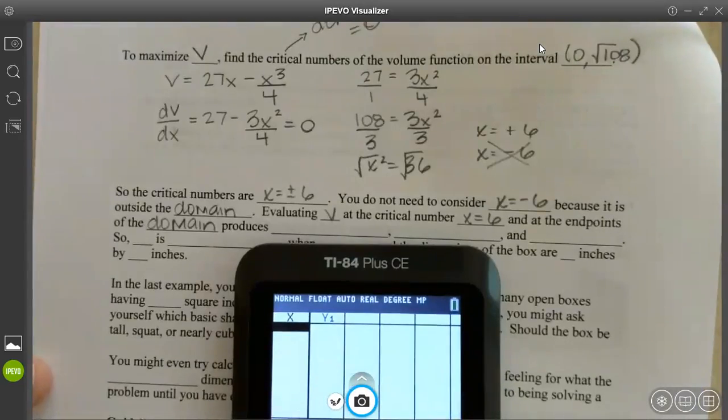So what are my endpoints? What are my endpoints? 0. And then I had positive 6. And then square root 108. Everybody see those? You got it?